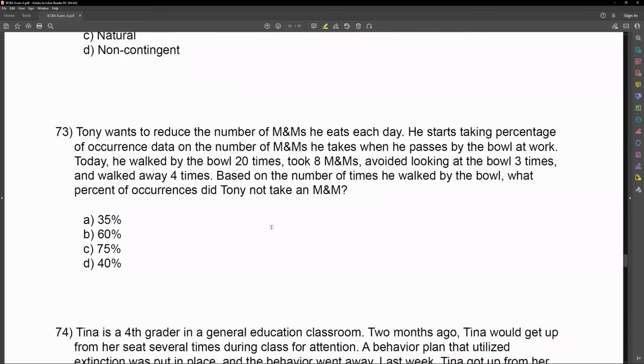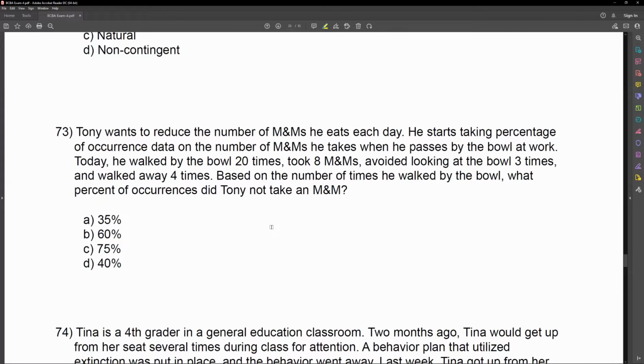73. Tony wants to reduce the number of M&Ms he eats each day. He starts taking percentage of occurrence data on the number of M&Ms he takes when he passes by the bowl at work. Today, he walked by the bowl 20 times, took 8 M&Ms, avoided looking at the bowl 3 times, and walked away 4 times. Based on the number of times he walked by the bowl, what percent of occurrences did Tony not take an M&M?